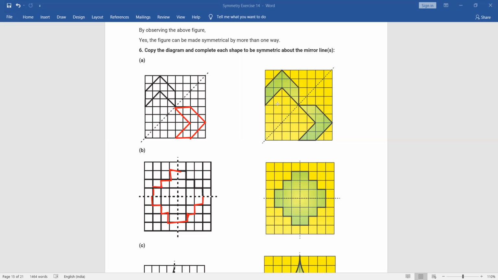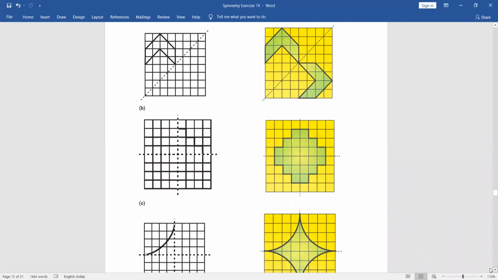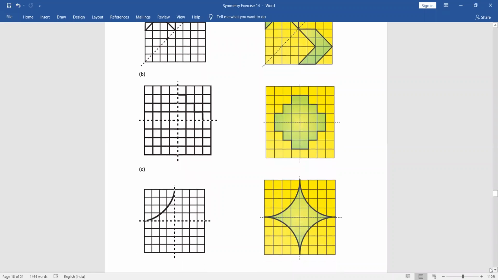Just see the diagram given to you. It is given a little bit colorful so that it is easier for you to identify and to complete the figure. So easily by counting the number of squares, here you will count how many slanting lines are there, how many boxes are there in between, how many boxes are there on the upper side, how many boxes are there.